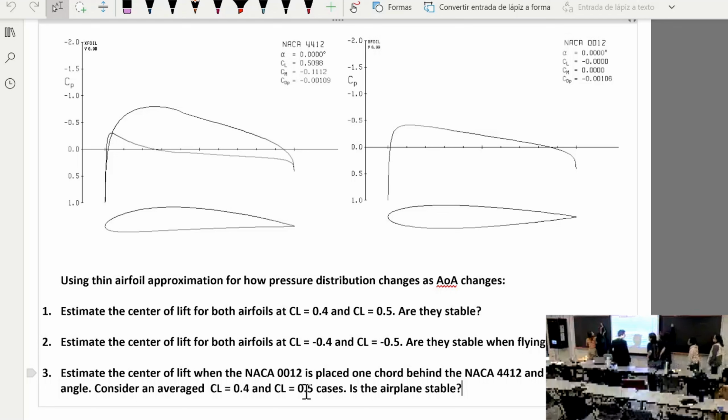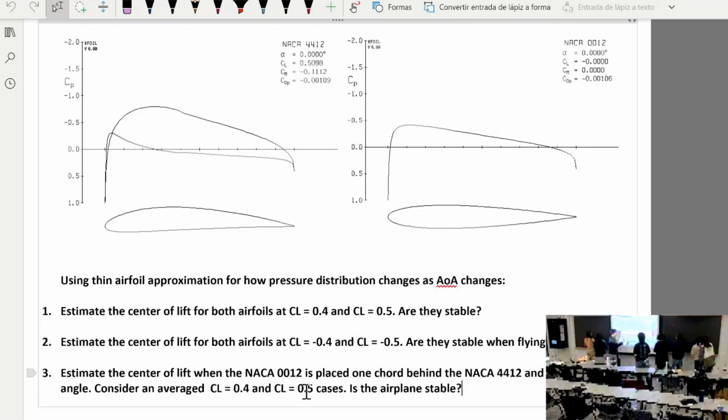So the question is, if I only have this airfoil as my wing, estimate the center of lift for CL equal to 0.4 and CL equal to 0.5. As you change the angle of attack, you're changing CL. So if you pitch the airfoil at whatever angle of attack so that CL is equal to this, what is the center of lift? And if you pitch at another angle of attack with CL equal to 0.5, what is the center of lift? And are they stable?